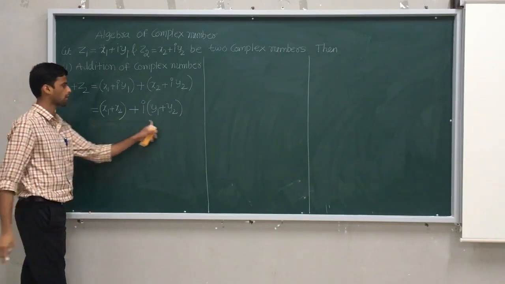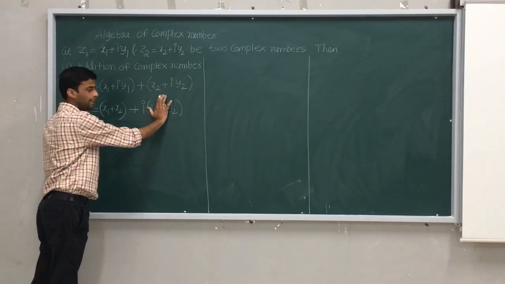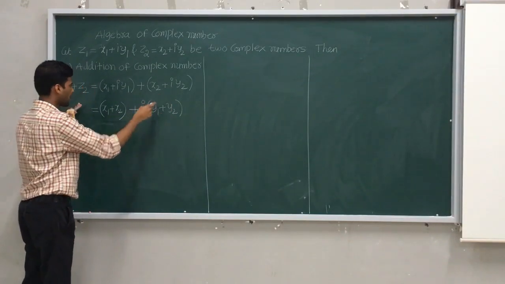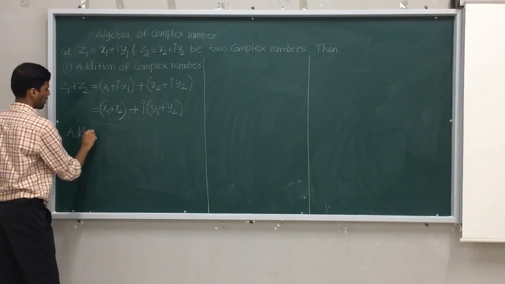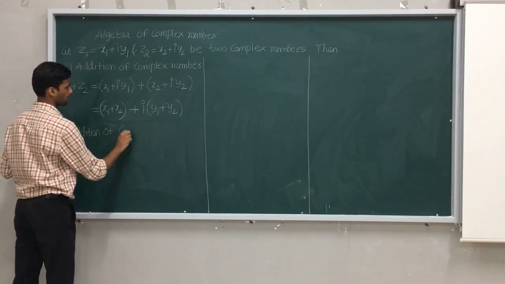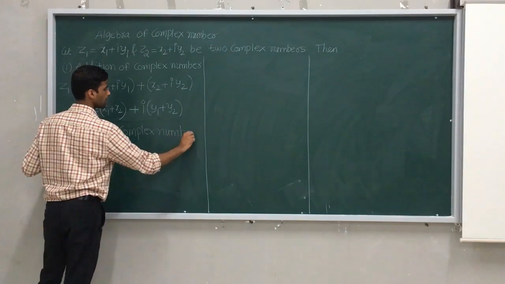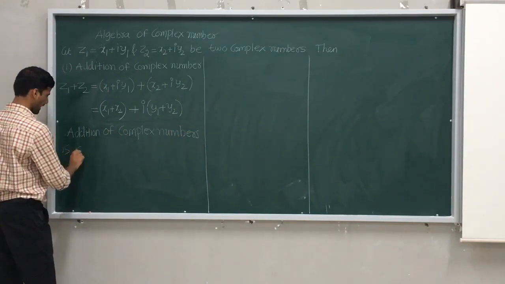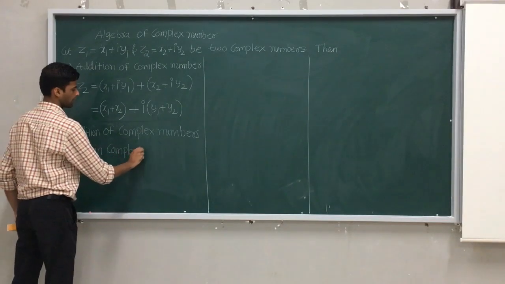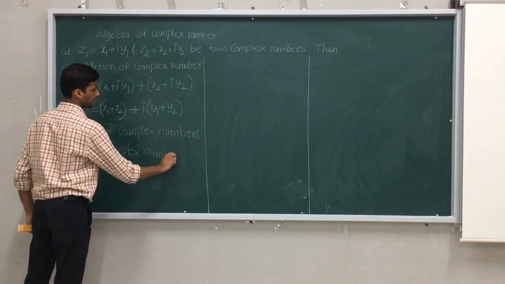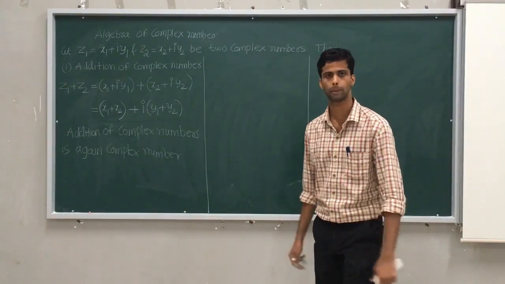Again, it looks like a complex number or not? Think that this is whole x and this is i times whole y. It looks like x plus iy. Therefore, what I got? I got to know that addition of complex numbers is again a complex number, right? That is a very important thing. When we add two complex numbers, the result we get is again a complex number.